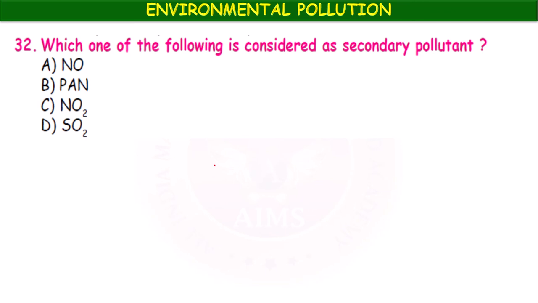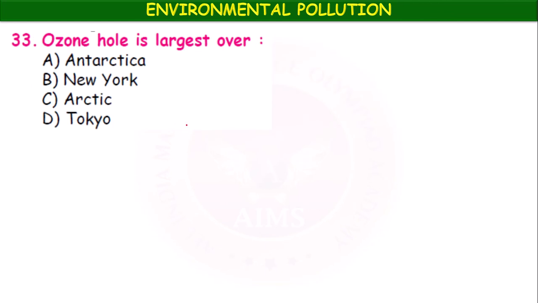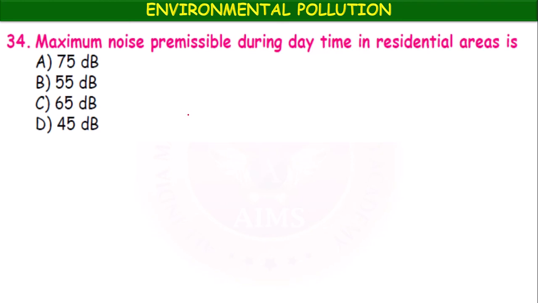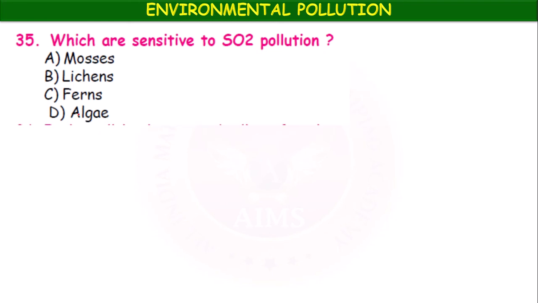Which one of the following is considered as a secondary pollutant? Nitric oxide, PAN, nitrogen dioxide, sulfur dioxide. Secondary pollutant, PAN. Ozone hole is the largest over Antarctica, New York, Arctic, Tokyo. It is Antarctica. The maximum noise permissible during daytime in residential areas is 75 decibel, 55 decibel, 65 decibel, 45 decibel. It is 55 decibel. It is maximum.